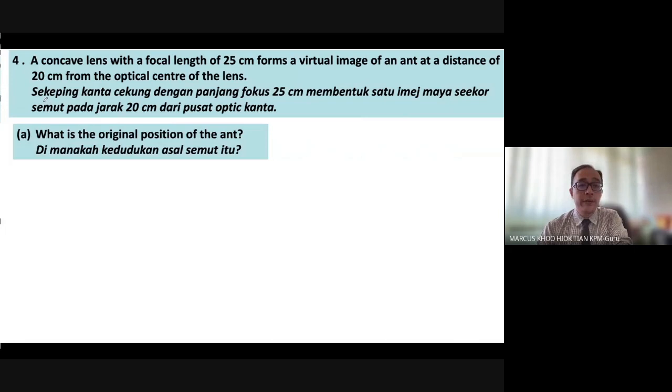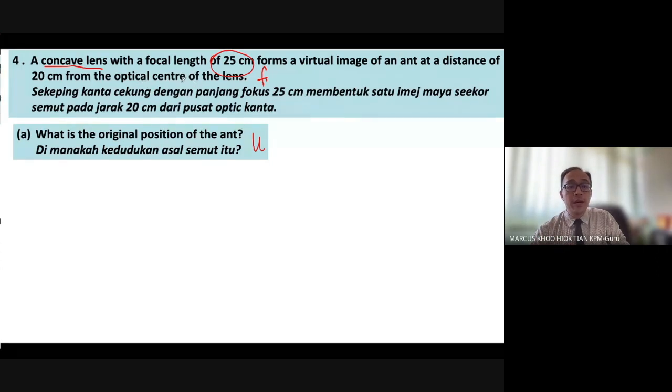Number 4, concave lens, with a focal length of 25 cm, forms a virtual image. The image is virtual, so remember V is negative. At a distance of 20 cm from the optical center of the lens. What is the original position of the object? Original position refers to U. So let's put down all the information. You want to find U. Now our focal length is F. But remember, concave lens, F is negative.